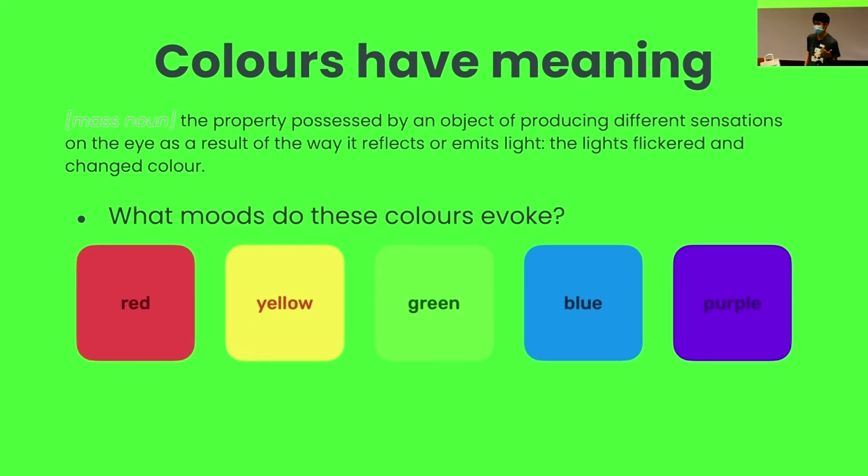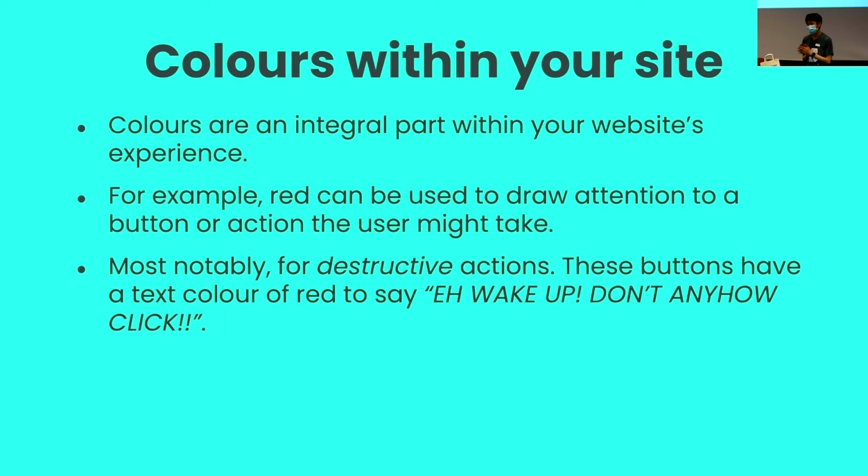So colors also have meaning. If you look at all of these colors, what do these evoke? I mean, the background just evokes blindness, but these colors here, they do have meaning and they do have associations. These associations can also differ based on cultures, but that is well beyond this scope. And also think about the colors within your site. Colors are important in your website's experience.